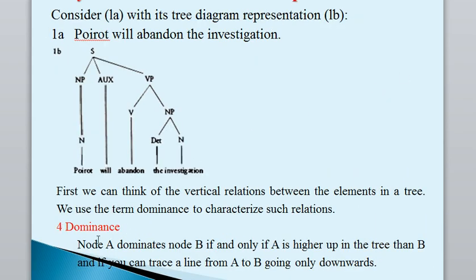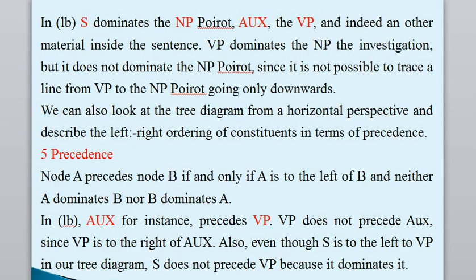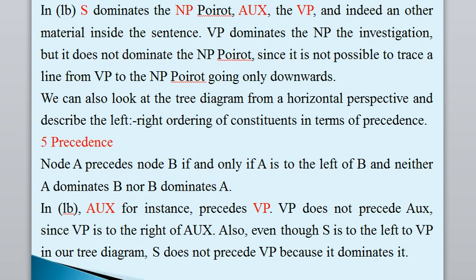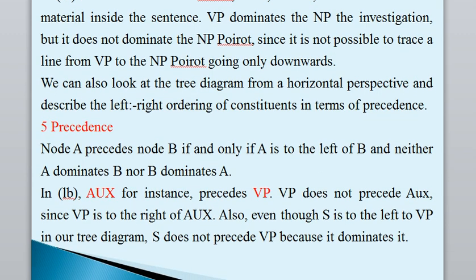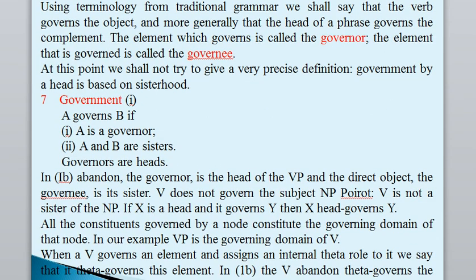So these are two kinds of relations. The first one is dominance, which is the vertical relation, and the other one is precedence, which is the relation in the horizontal perspective, left to right. You should know these two terms about the relations in the tree diagram.